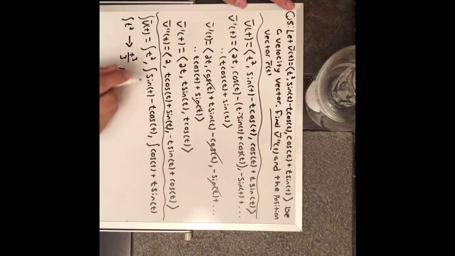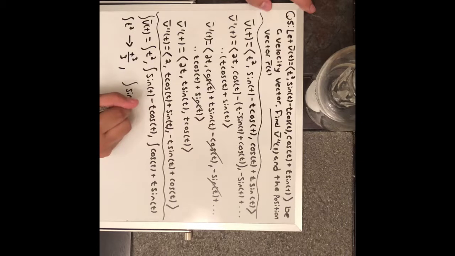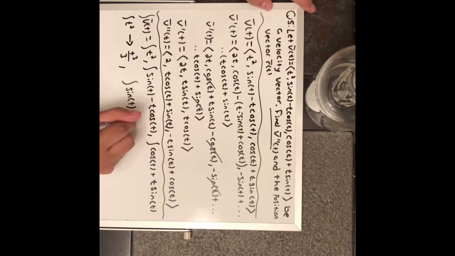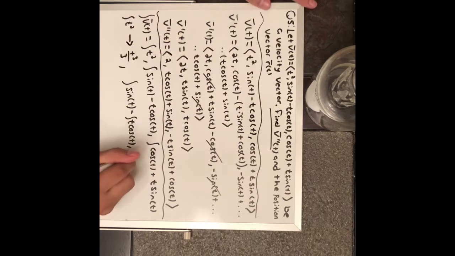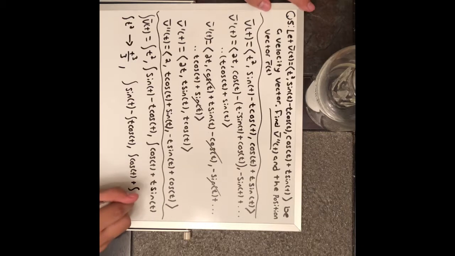So now we can split this one integral into 2 separate integrals, right? So we can do the integral of sine of t minus the integral of t cosine of t, and the same logic applies to this one right over here. We can do the integral of cosine of t plus the integral of t sine of t. Okay, now we can solve for these individually. This would be much easier than doing it all together.